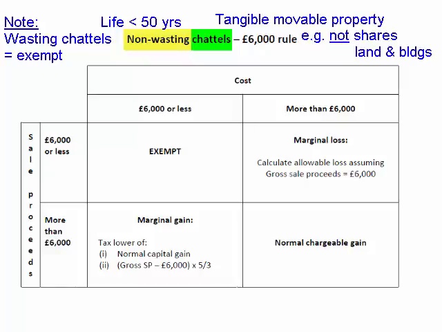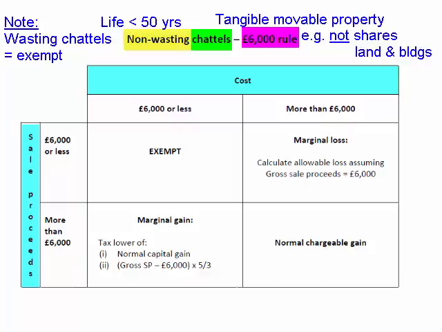If they are wasting chattels, then they are exempt, and this is on the list of exempt assets in your material. If they are non-wasting, then these rules here apply. These are often referred to as the £6,000 rule because the question is whether sale proceeds are more or less than £6,000 and whether cost is more or less than £6,000.